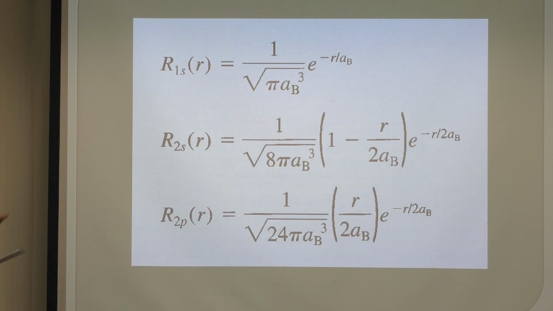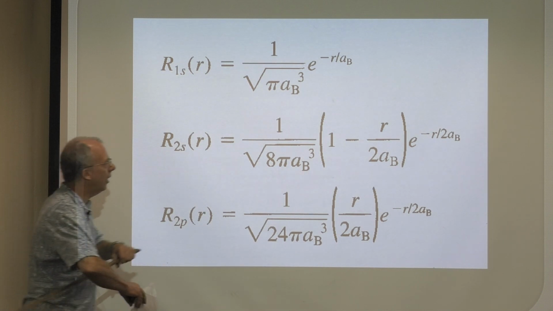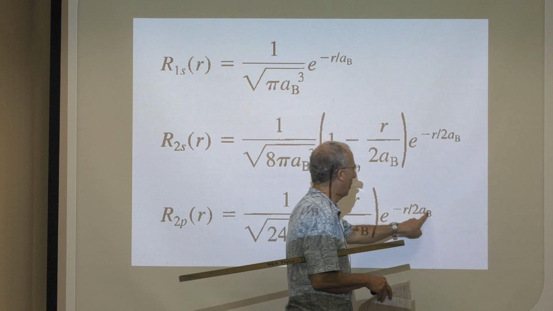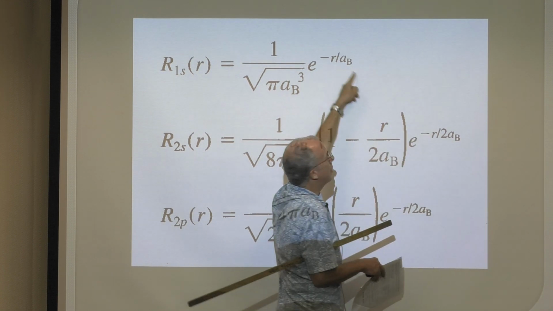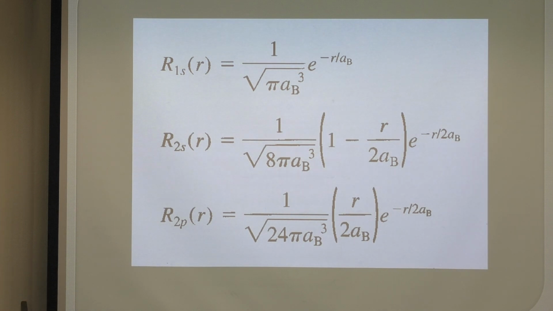Also, if you look back in the previous chapter, we did the harmonic oscillator. Very similar, very, very similar. And also, one other thing, what's this? That's the Bohr radius, right? The Bohr radius. Isn't that amazing?